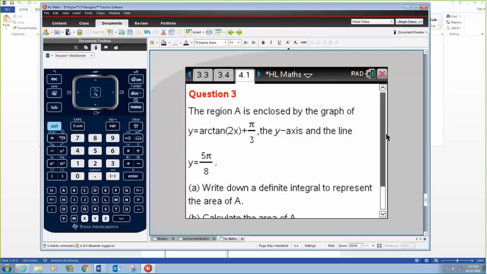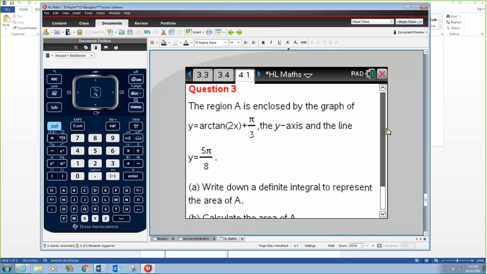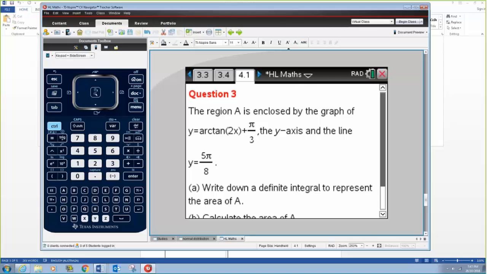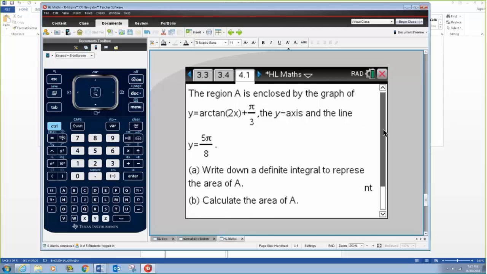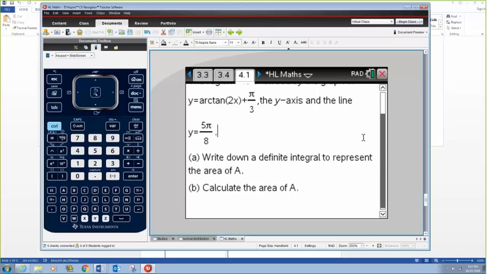The last question for high level I have here, and again a typical question on the exam, we want to find the area enclosed. Here we have the graph of arctan(2x + pi/3), the y-axis, and the line y equals 5pi/8. I chose those values on purpose because there's no way you can do it algebraically. And funny enough, some students do attempt that, and we see a lot of integration by parts and other funny things they're doing on the calculator paper. So it's really important to know, nope, that's a calculator paper.